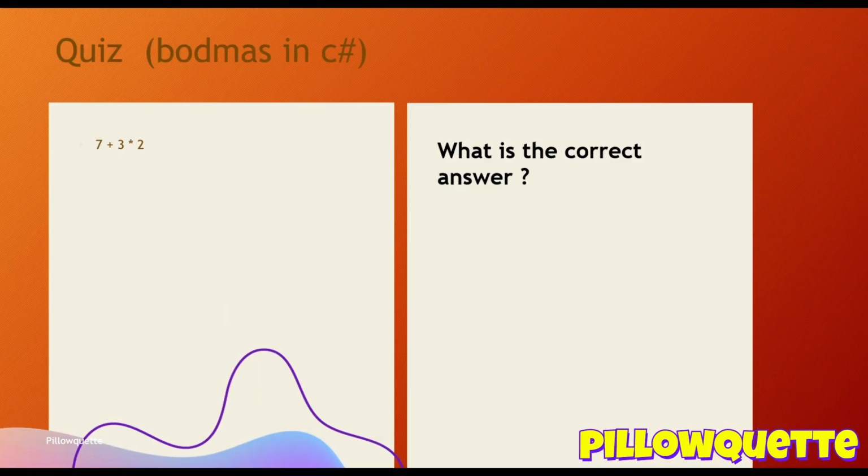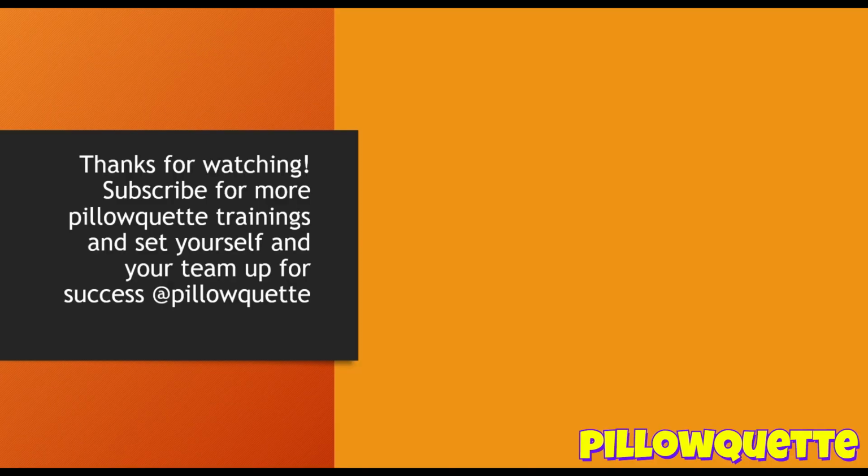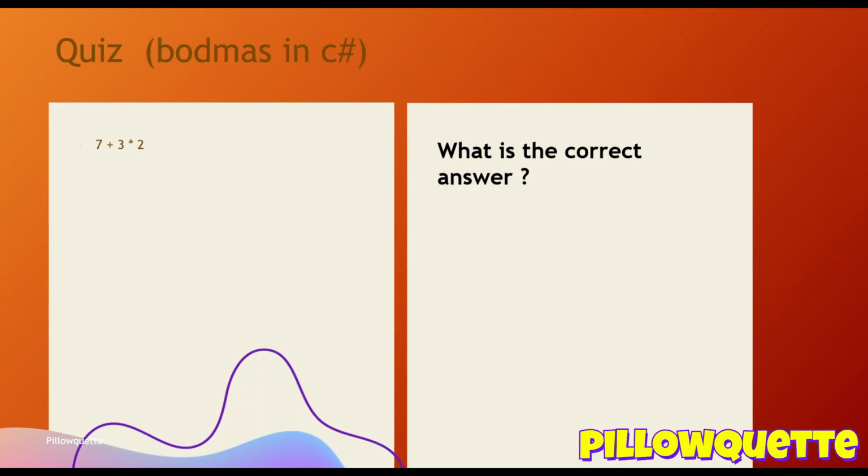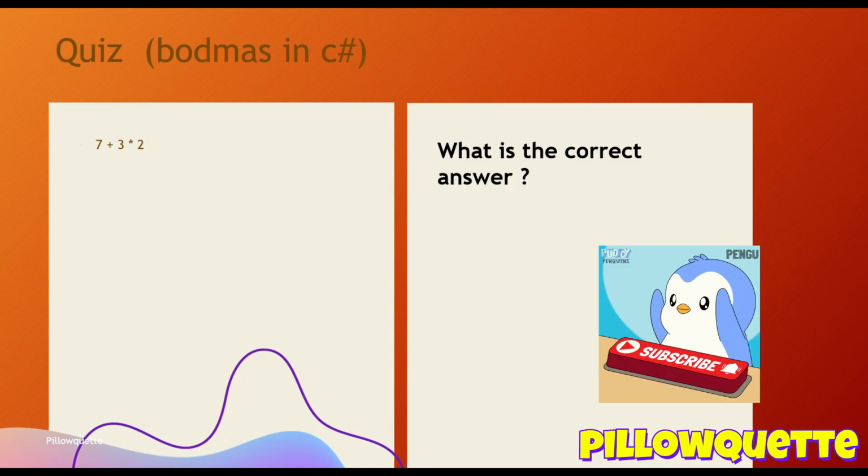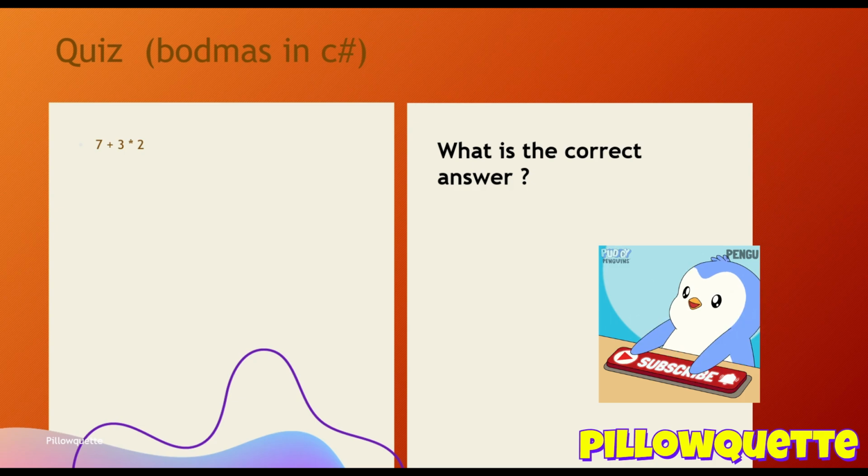And then we have done this. What is the correct answer? We know the answer is 13. Now, let me just go back to that. So, understanding the precedence, like the BODMAS that I talked about, is key to avoiding mistakes in C#.